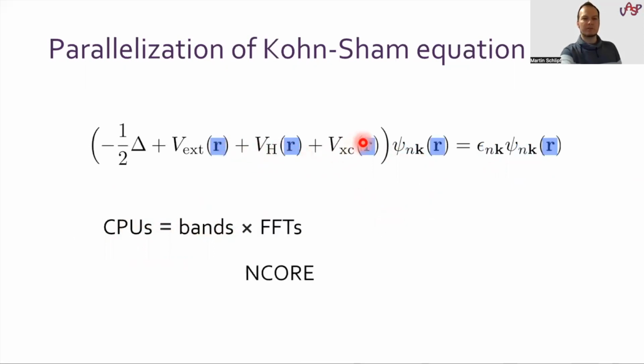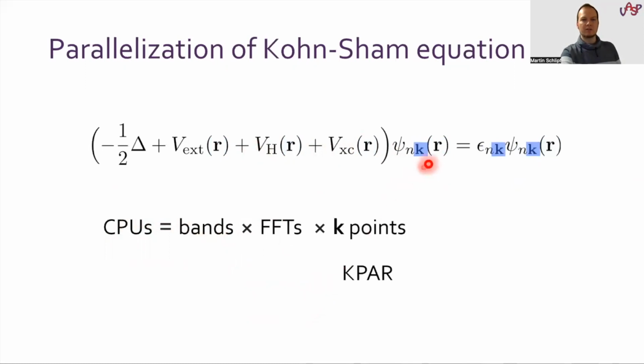So the grid points essentially correspond to these FFTs that we need to do, so you can parallelize the FFTs. And in VASP, this is controlled with the INCAR tag NCORE. So if you set this in your INCAR, you will parallelize over the FFTs. Then another thing you will see here is the Bloch vector. So all these bands, we want to evaluate at multiple k points, so we can parallelize over those k points with the INCAR tag KPAR.